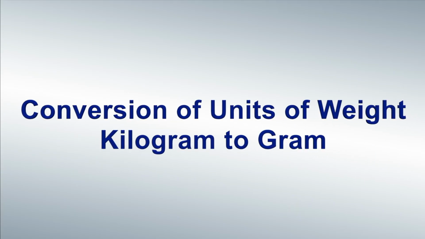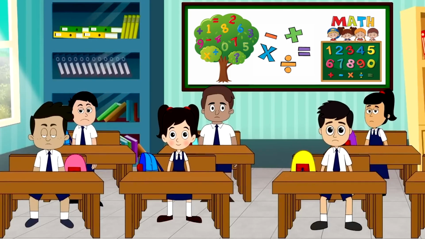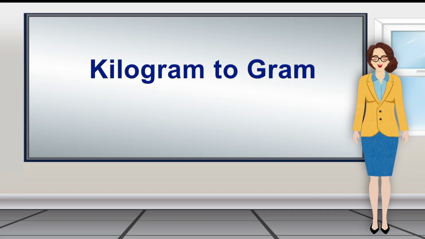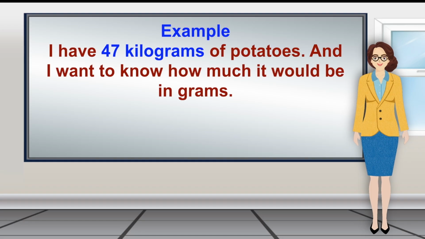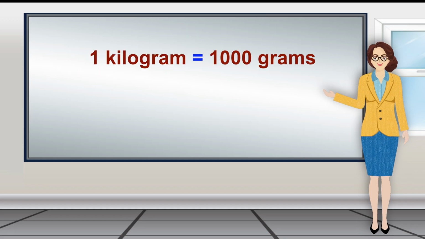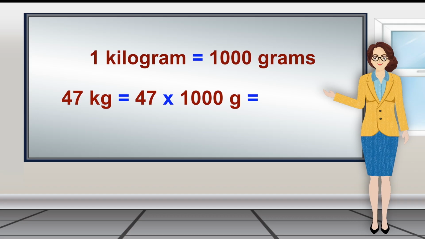Conversion of units of weight. Kilogram to gram. Students, let us learn the relationship between kilogram and gram with the following examples. I have 47 kilograms of potatoes and I want to know how much it would be in grams. 1 kilogram is equal to 1000 grams. So, 47 kilograms multiplied by 1000 grams equals 47,000 grams.